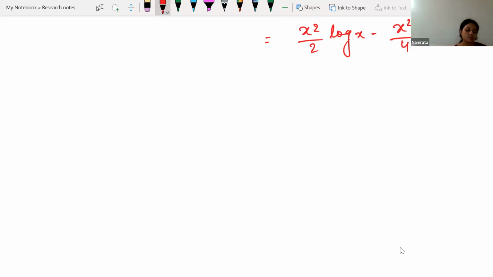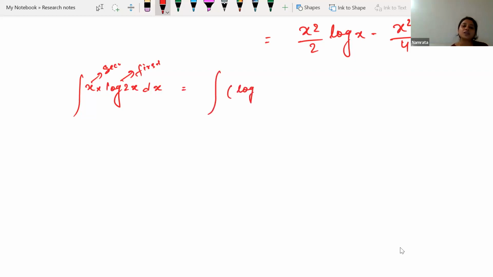Let's do the next question. Now the next one I can see is x into log 2x, and that's the integration we have to find. This is the first function, and this is the second function. If you are getting confused while writing this, and you are not able to apply the formula properly, you can change it. You can write log 2x at first, and then write x, and then go ahead and do the integration of this one.